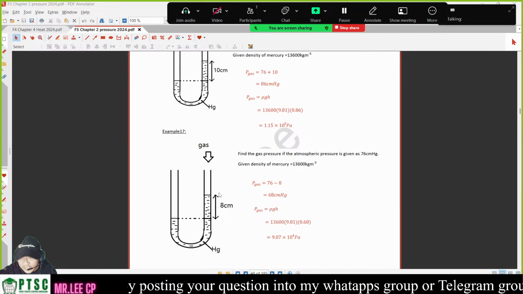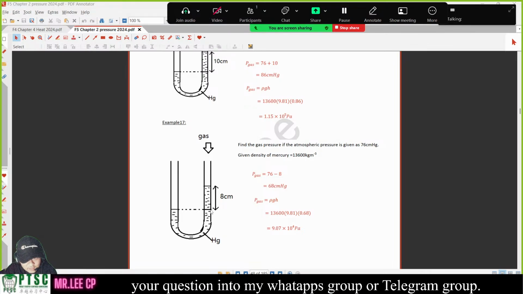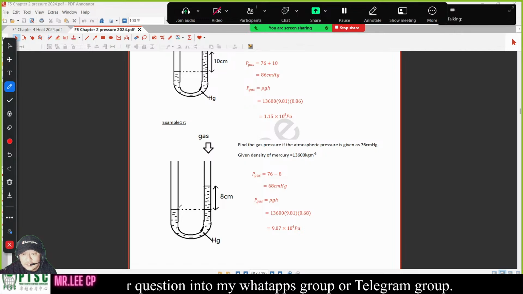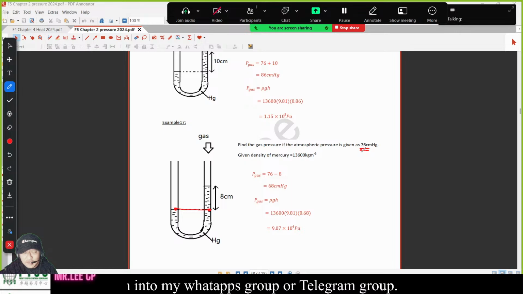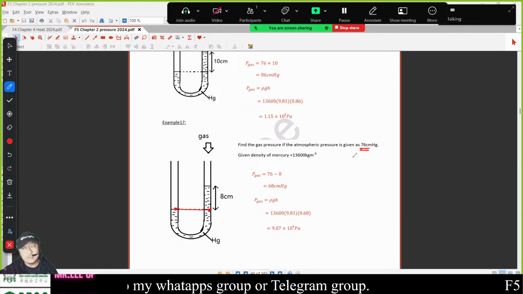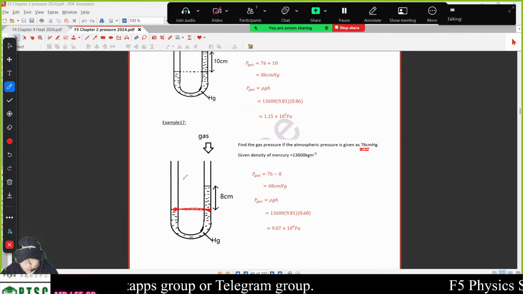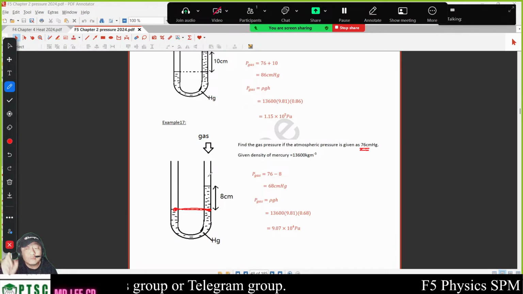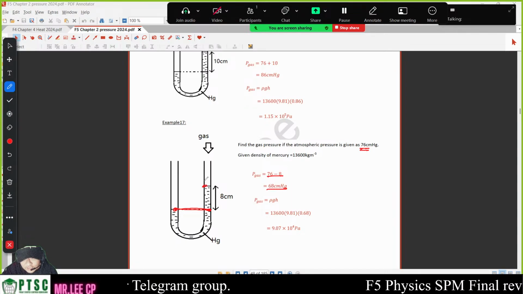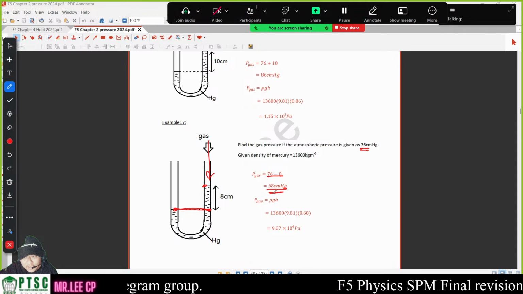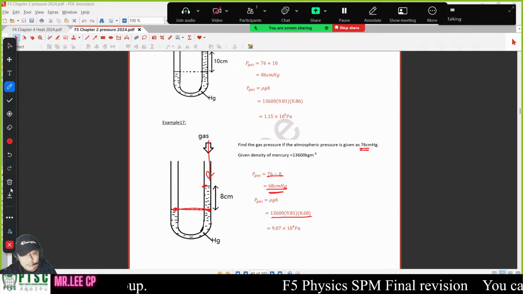Now the gas is on this side, so don't bother about the gas. Start from here. This is 76, so here will be 76. If they gave you 75, you go with 75, don't use 76. Going up is a decrease, like going up a mountain, it is decreased. 76 minus 8, so here the gas pressure is 68. Want to change it to Pascal? Rho g h.